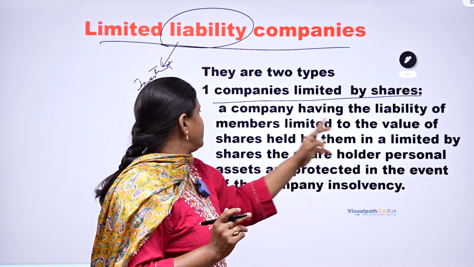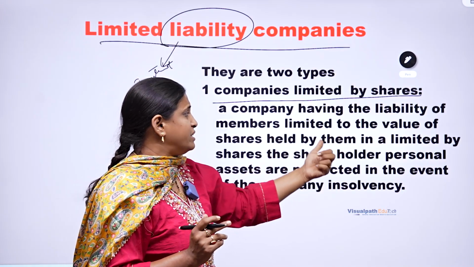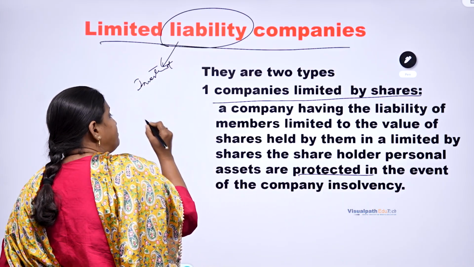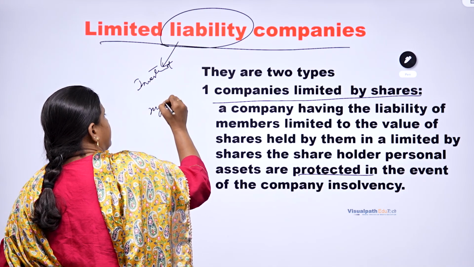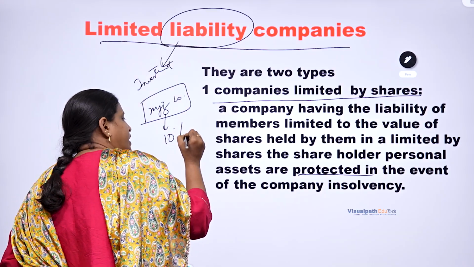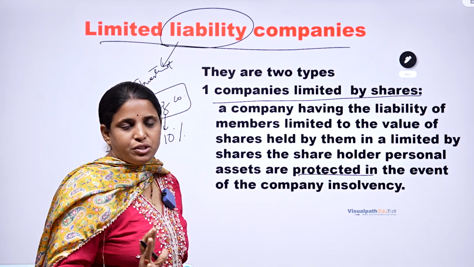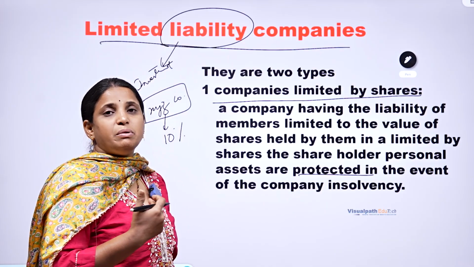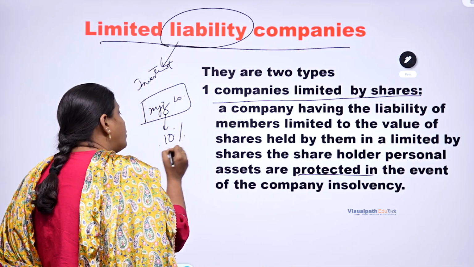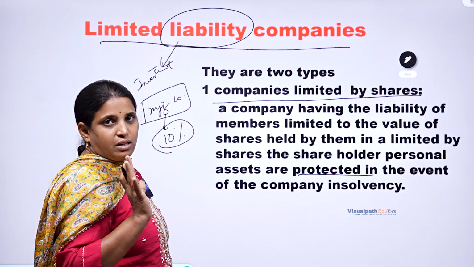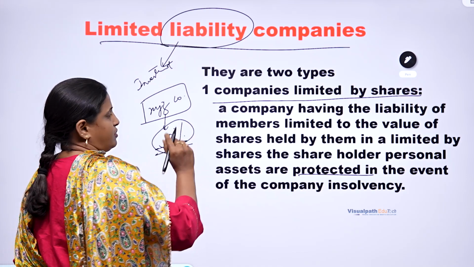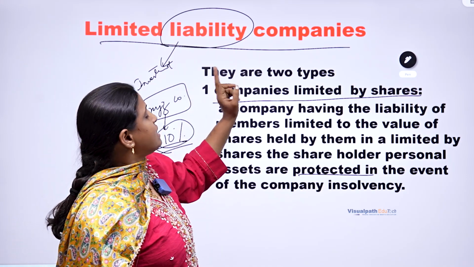A company having the liability of members limited to the value of the shares held by them is known as a company limited by shares. Example: suppose in a company XYZ, I own 10% of the share value. When the company is winding up, when it wants to close all its activities and share the profit and loss, I am only responsible for the 10% of the shares, not the entire capital. I am only concerned with this 10% of the share value. So that company is known as a company limited by shares.